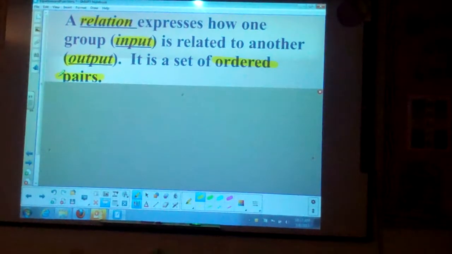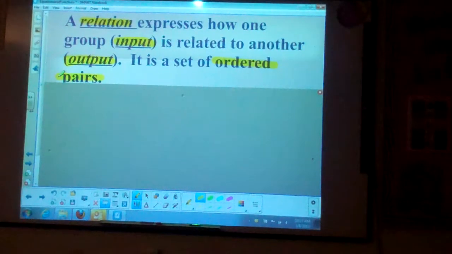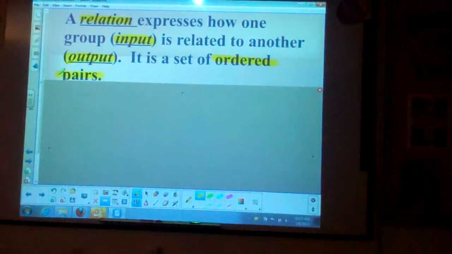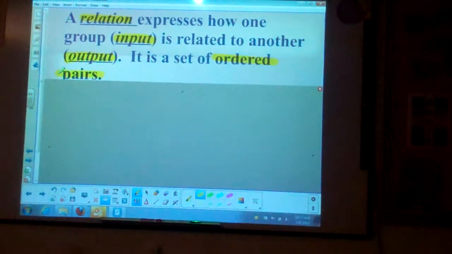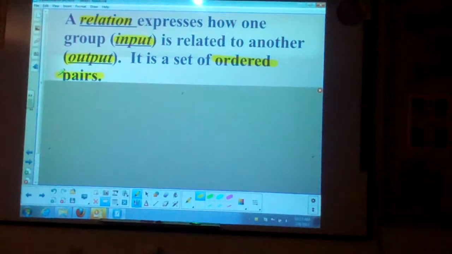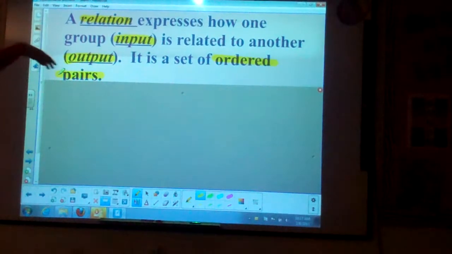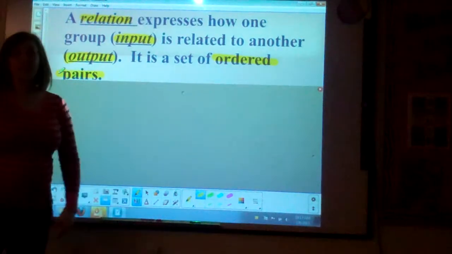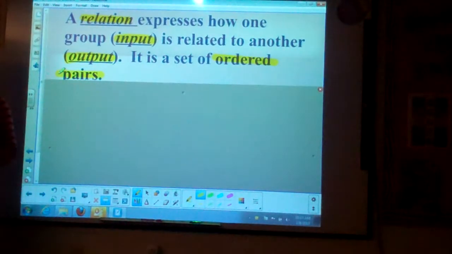Is there going to be positives and negatives in this chapter? There are going to be positives and negatives, because if we think about the coordinate grid, does the coordinate grid just have positive numbers? No. Quadrant 1 is positive, but quadrant 2 is negative positive. Quadrant 3 is negative negative. Quadrant 4 is positive negative. So we will have positives and negatives in this chapter.